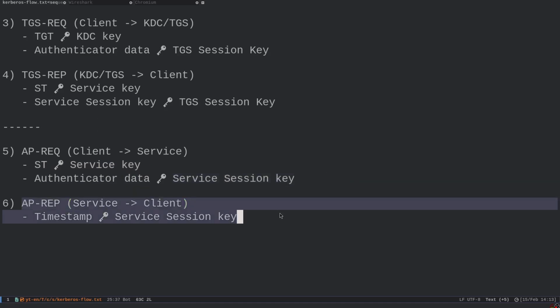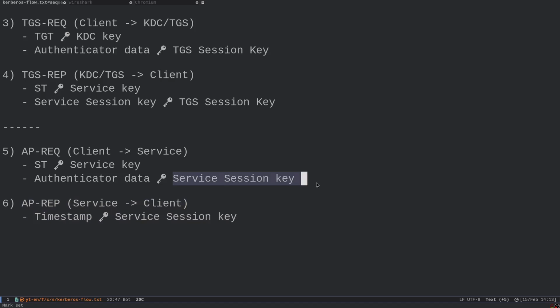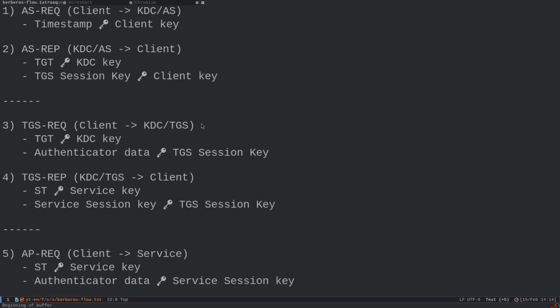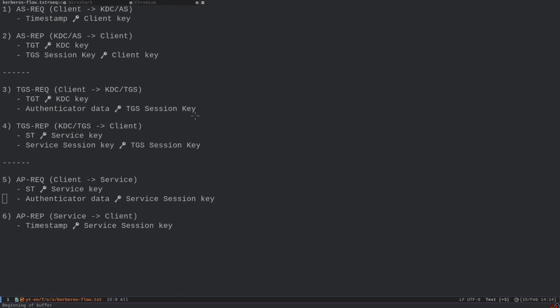So the service, once again, is going to decrypt the service ticket. It's going to read from the service ticket the service session key. It's going to decrypt the authenticator data and validate the authenticator data with the service ticket. And if everything goes well, it's going to say, okay, let's establish a session with this particular session key, the service session key. And finally, for performing mutual authentication, it's going to send to the client a timestamp encrypted with the service session key.